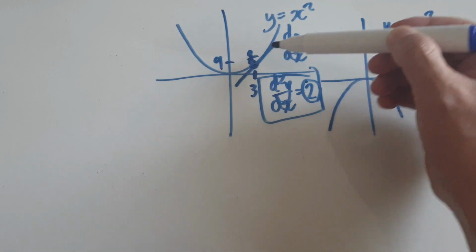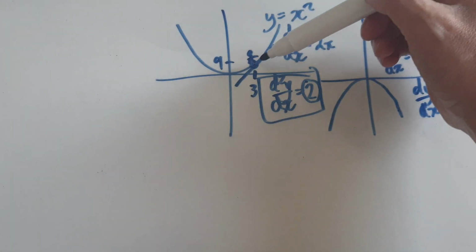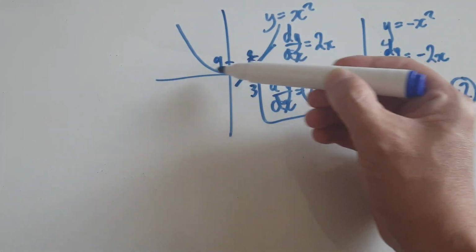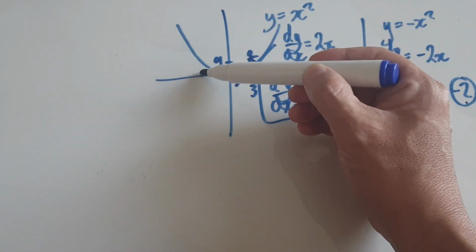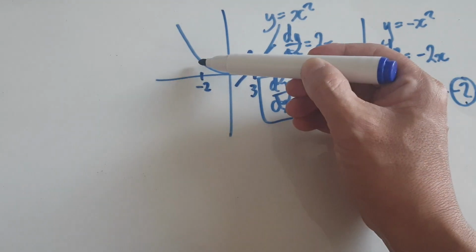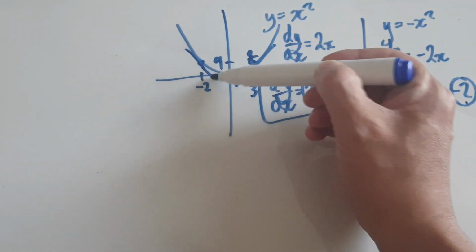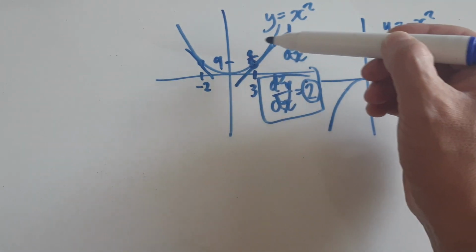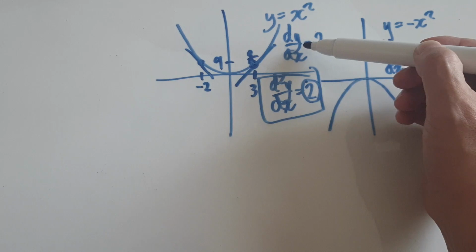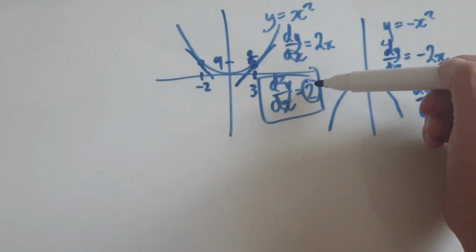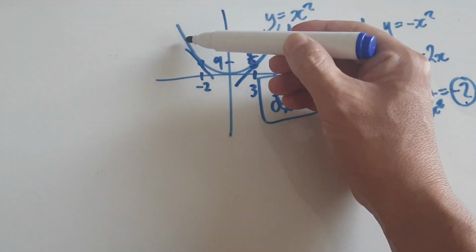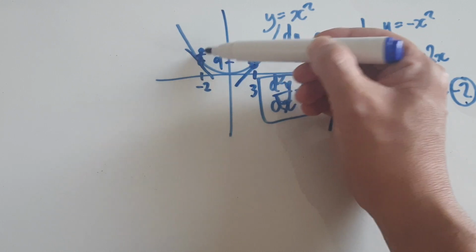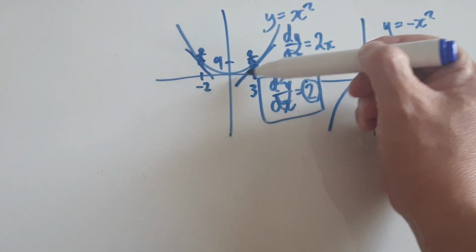So your graph is trying to bend upwards. Even if you're standing here, let's say at negative 2, your gradient would be negative 4, because dy by dx tells you the gradient. But then your concavity is still 2. It means that if you're standing here, you're trying to bend upwards.